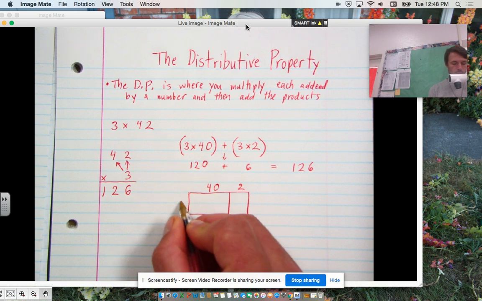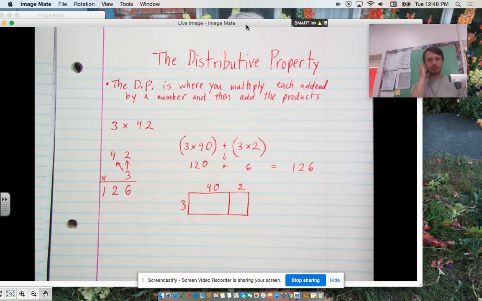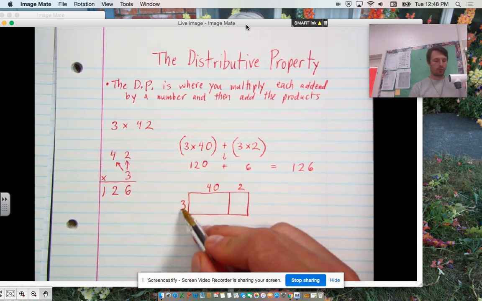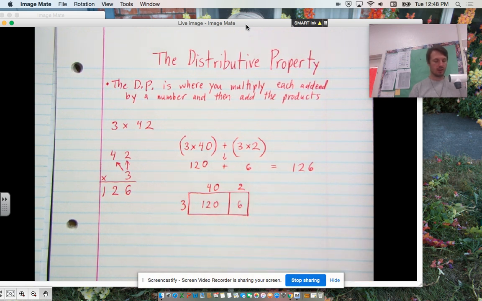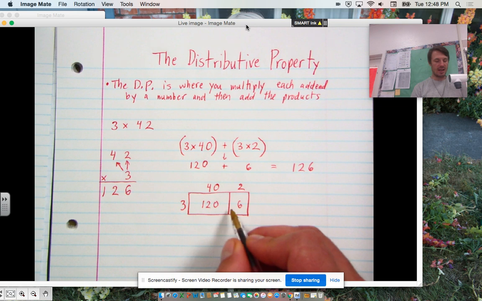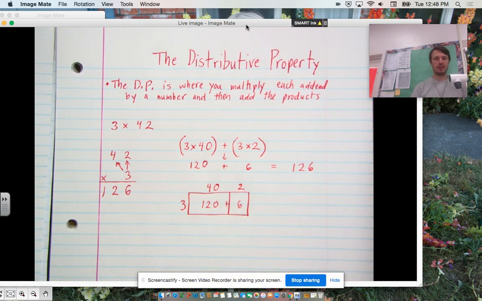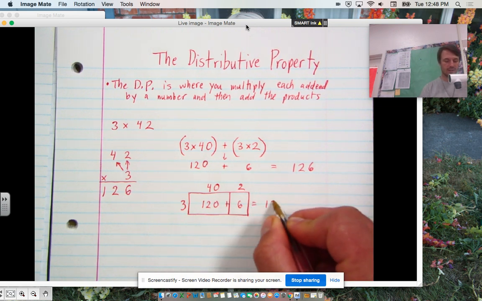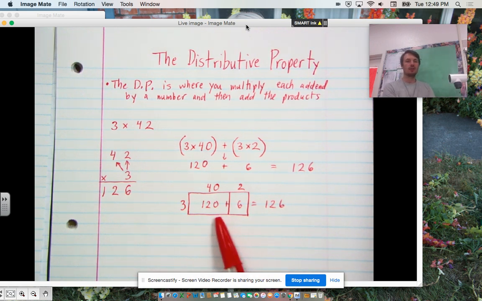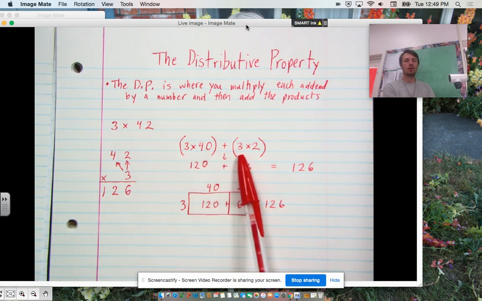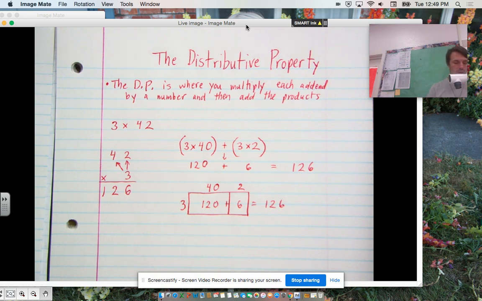And now we put 3 on the side. Now 3 times 40 is 120. 3 times 2 is 6. And then we just add together whatever is inside the box. 120 plus 6 is 126. So that's another way of showing the distributive property. I like this way. It's a little less confusing than showing it as an expression, but both ways are important to know. Let's do another example.